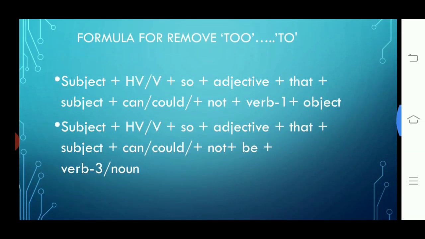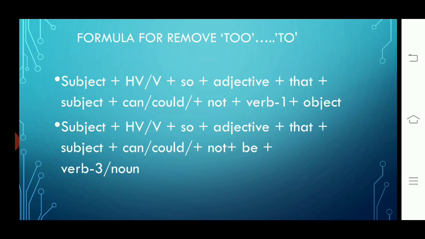Now there are some more formulas given here. Subject plus helping verb plus so plus adjective plus that plus subject plus can, could plus not plus verb first form plus object. Then up to 'not' everything is the same, but after 'not' we have 'be' plus verb third form and noun. So we can have sentences in both structures based on the formulas given in this slide.